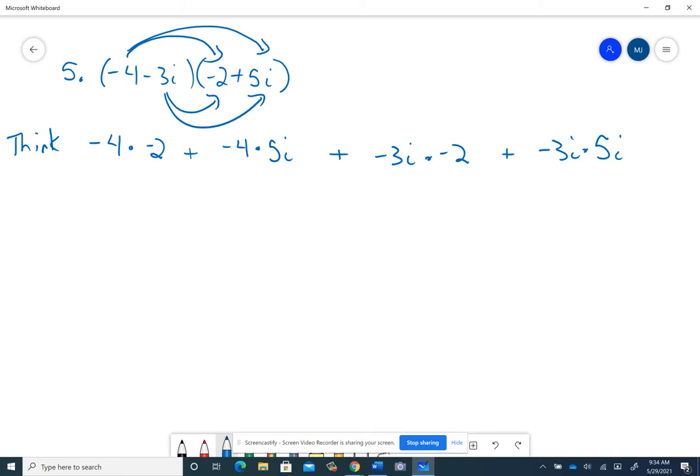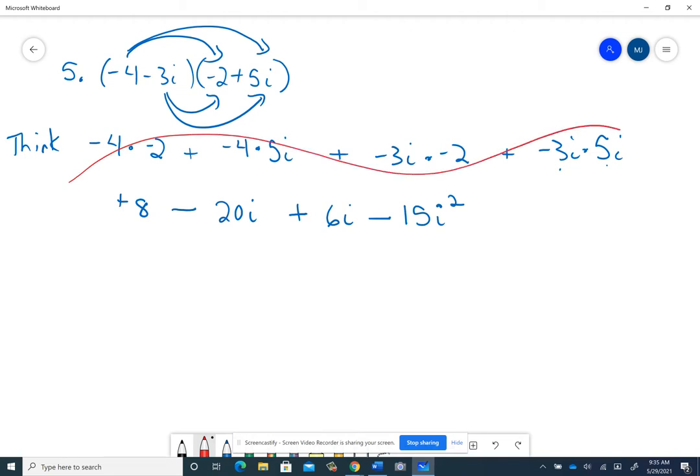Don't actually write that. Think negative times a negative is positive. 4 times 2 is 8. Negative times a positive is negative. 4 times 5 is 20, and you got an i on that one. Okay. And then think -3i times -2. Negative times a negative is positive. It would be positive 6 with an i on it. And then when you do the -3i times the positive 5i, you know it's minus. And then see how the -3 and the 5 would be -15, and then i times i would be i squared. So that is what I really want you writing as your first step. This should just be something you think about.